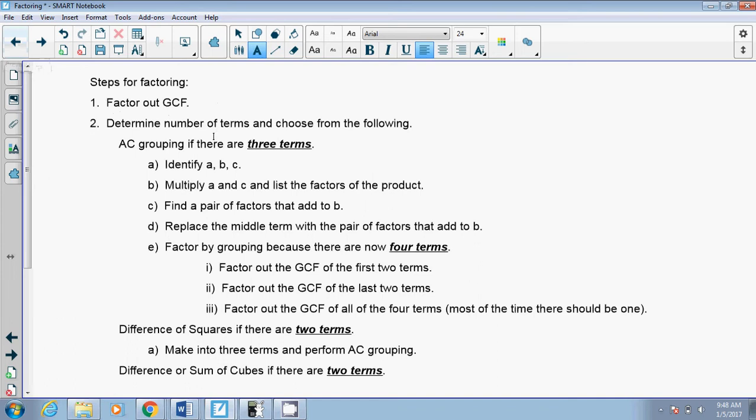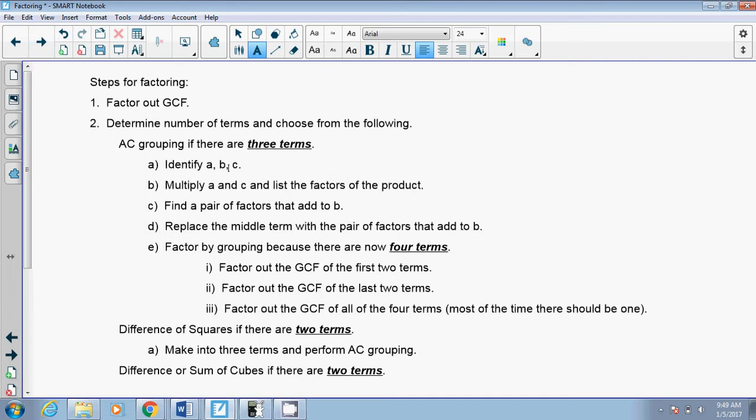So whenever we're dealing with 3 terms, again, I'm going to show you how to use AC grouping. If you've learned another method such as trial and error, bottoms up, or table method, however you've learned it, feel free to use that method if you're comfortable with it. I'm going to use AC grouping because that's what I'm comfortable with.